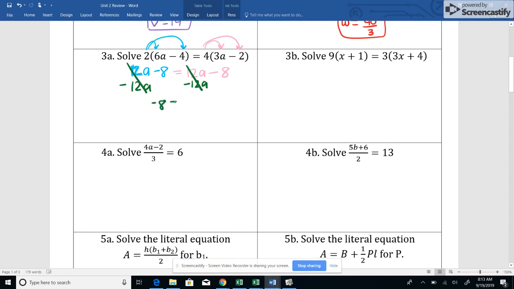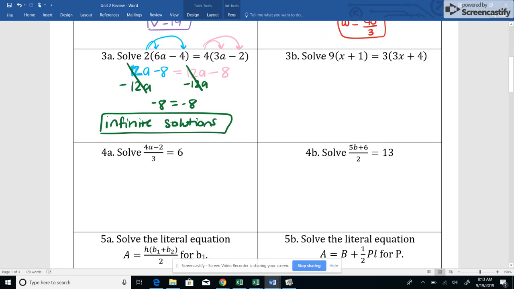And I'm left with negative 8 is equal to negative 8. Well, it sure is. So I'm going to call this infinite solutions. And what that means is any number that I pick, positive, negative, fraction, decimal, is going to make both of these sides of this equation equal to each other. Any number that I pick for a, if I substitute it here and substitute it here, I'm going to get the same thing on both sides. It doesn't matter if that number is positive, negative, fraction, decimal, everything will work.